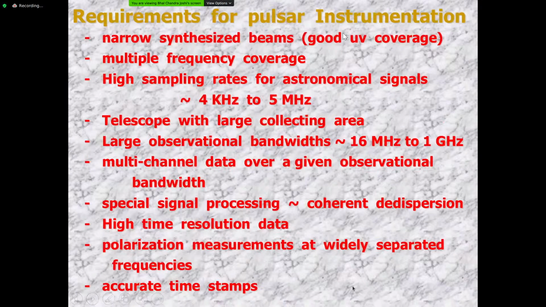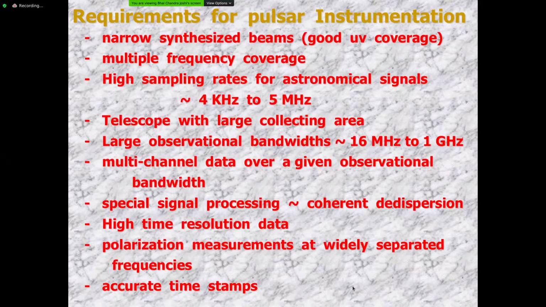So based on this motivation, a typical pulsar instrumentation requires the following things. You need a narrow synthesized beam, which means that you need an interferometer like GMRT spread over several kilometers, which will give you a beam size which is quite small. For example, at L band GMRT, you can get a few arcsecond kind of beam size. Remember, pulsars are point sources.